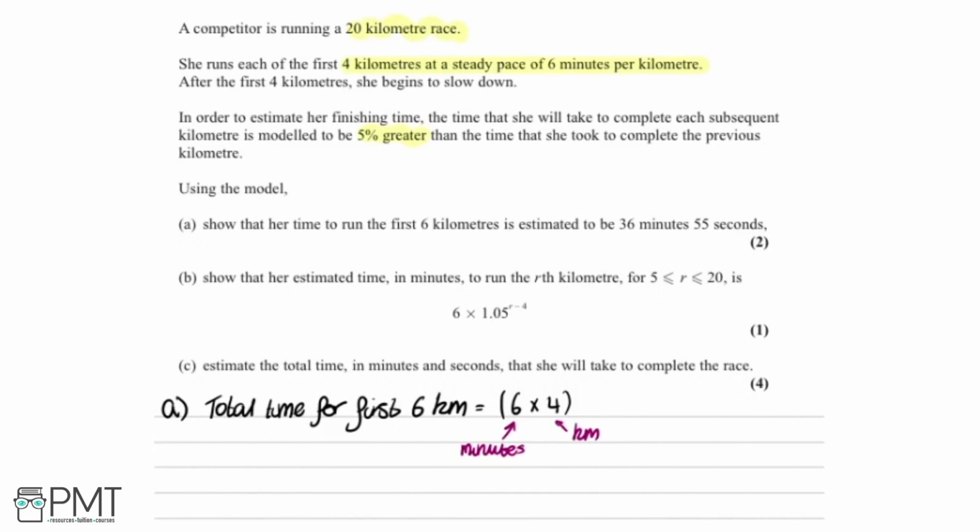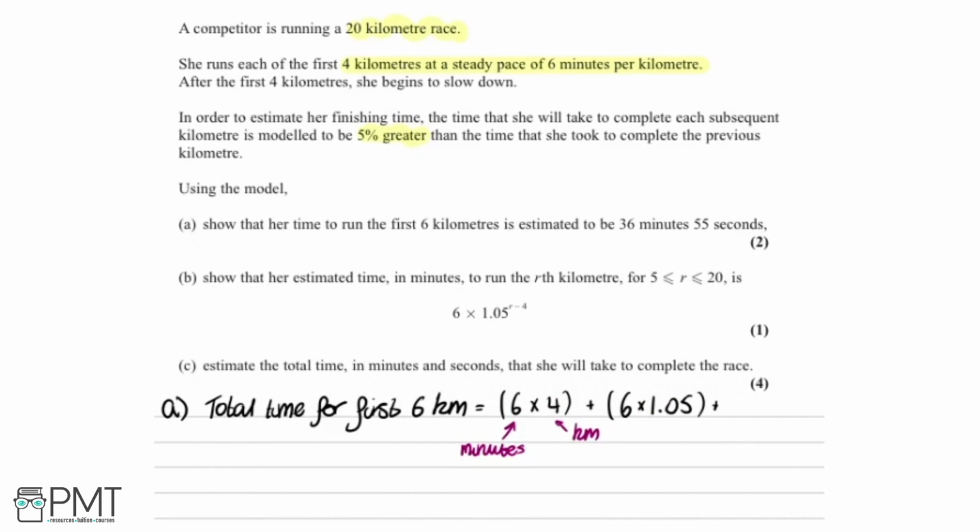It says back up in the question that she begins to slow down, and the time she takes to complete each subsequent kilometre is modelled by 5% greater than the time she took to complete the previous kilometre. So adding on to this, we say, okay, it took her 6 minutes to run the previous kilometre. However, it's 5% more than that, so we're going to times it by 1.05. Okay, so far we've got 4 kilometres here, and we've got another kilometre here, so we're going to need to add 1 more kilometre to get to the total time for 6 kilometres.